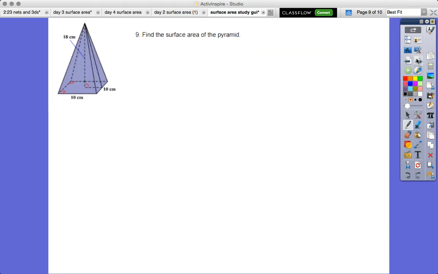Alright, number 9, I'm finding the surface area of the pyramid. The first thing I'm going to do, sometimes it's a good idea to go ahead and do your base first, guys, so that you don't forget about it. The base is 10, and it also has a height of 10, and that's going to give me an area of 100.